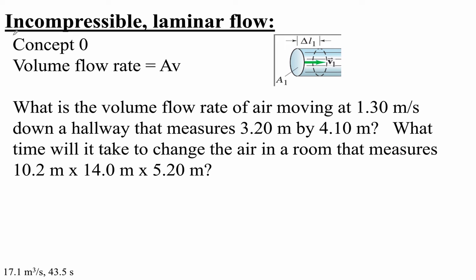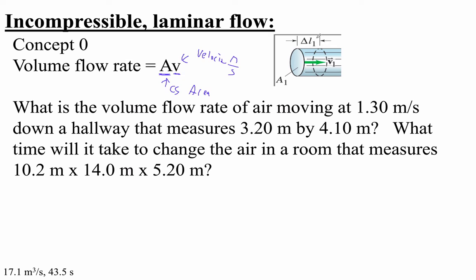Okay, so concept zero in continuity is the notion that the volume flow rate, if you've got a laminar flow, that is flow that's not swirling around, it's just all going in a straight line, all at the same speed, down a pipe, is the cross-sectional area of that pipe times the velocity. So that's the velocity in meters per second, and this is the cross-sectional area.